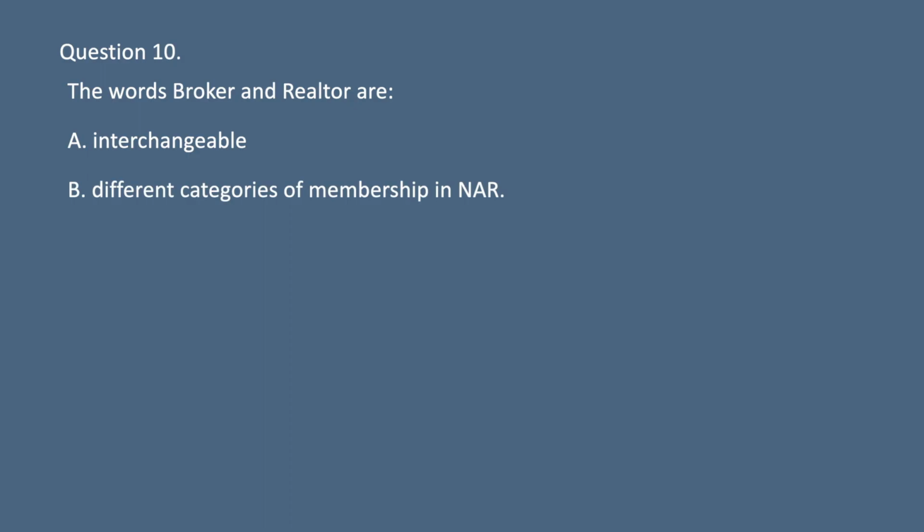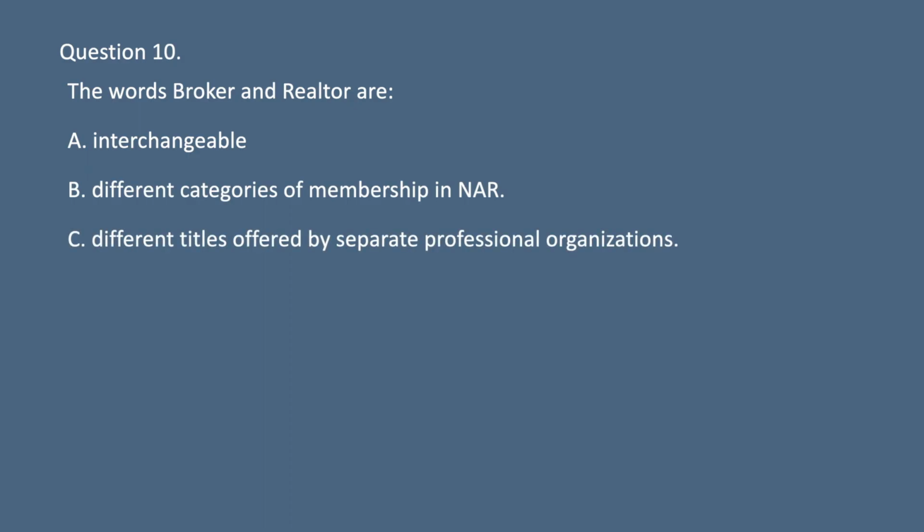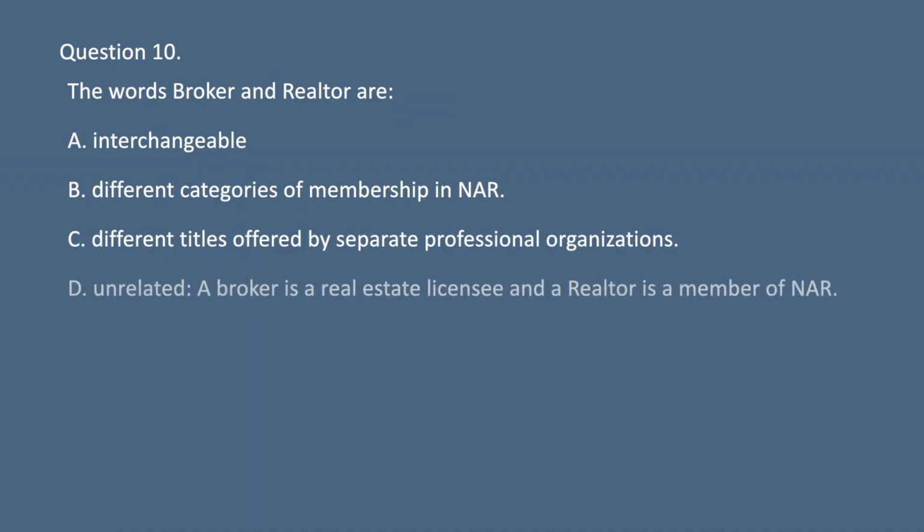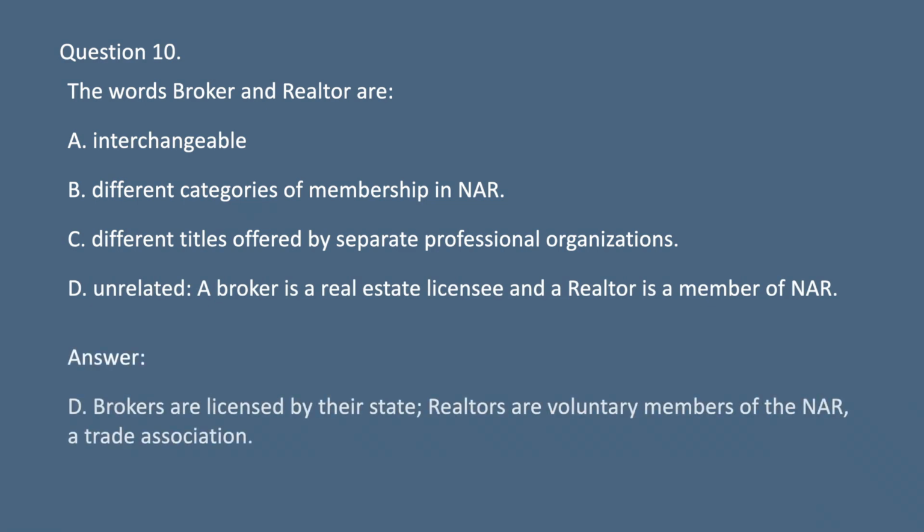Question 10. The words broker and realtor are A. Interchangeable, B. Different categories of membership in NAR, C. Different titles offered by separate professional organizations, D. Unrelated. A broker is a real estate licensee and a realtor is a member of NAR. Answer: D. Brokers are licensed by their state, realtors are voluntary members of the NAR, a trade association.